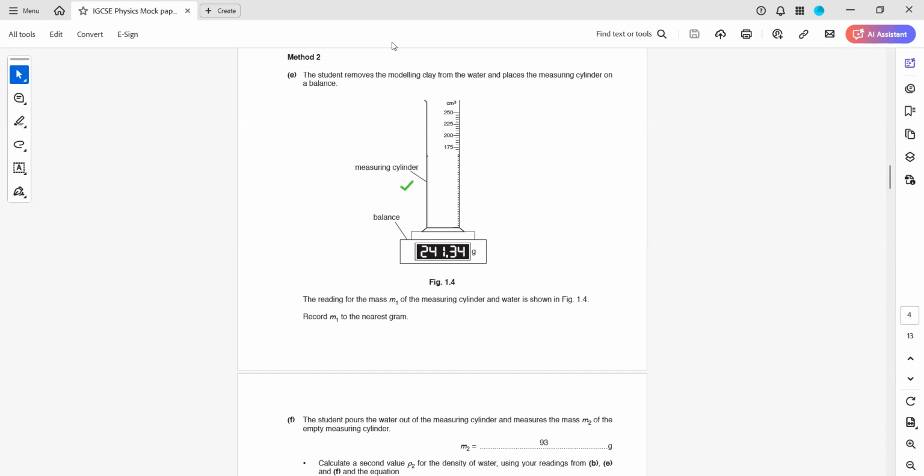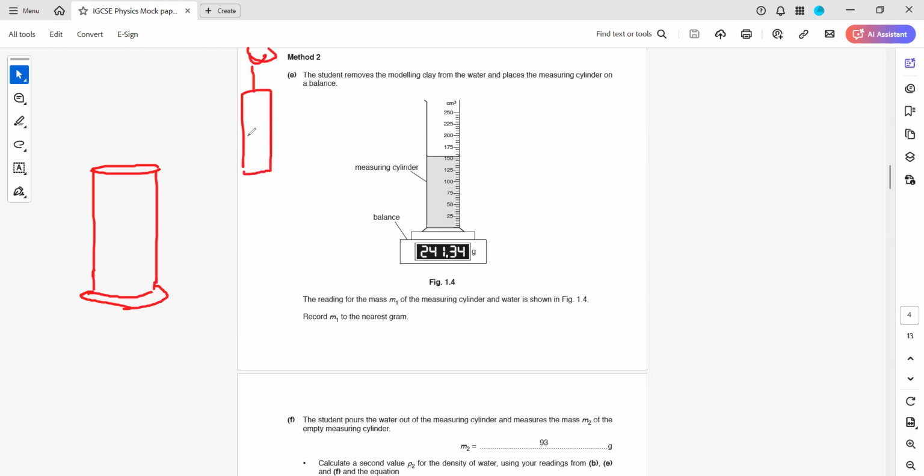Okay, look, I will repeat, Abdurrahman. In the first experiment, method one, we use a spring balance and attach a stone or modeling clay. We measure the mass, the weight actually, and then we lower it into a measuring cylinder filled with water, and we measure the change in the volume, the difference in the volume, to know the volume of the object. So mass divided by volume, we got the density. That was the first experiment.